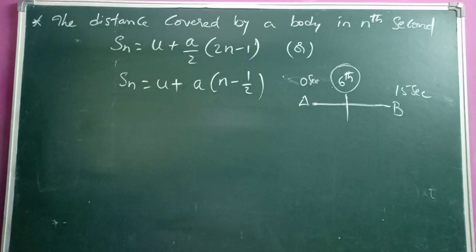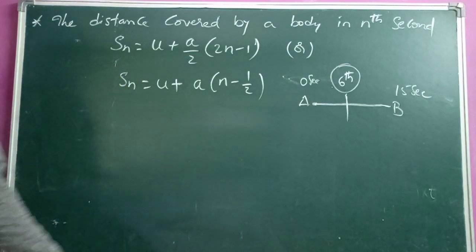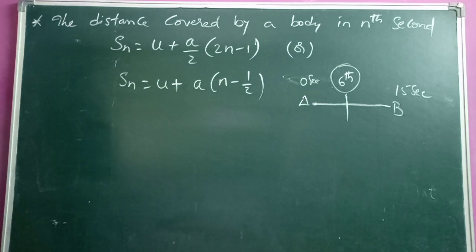Okay, so with this we completed the equations of motion. In the next class we will derive the equation for Sn is equal to u plus a by 2 of (2n minus 1), and we will do some problems based upon velocity, acceleration, and these three equations of motion along with this. Okay children, after the completion of these example problems for the equations of motion, the next topic is about graphs. Okay, thank you children.